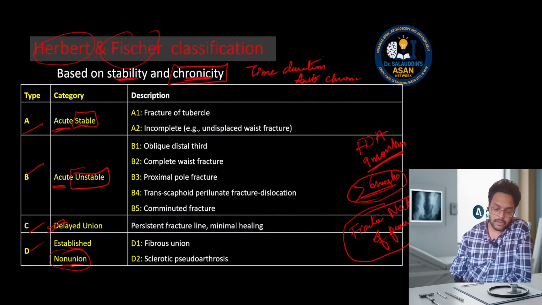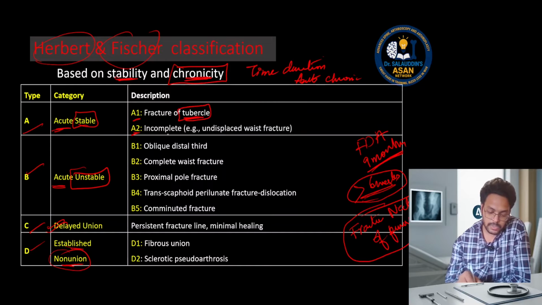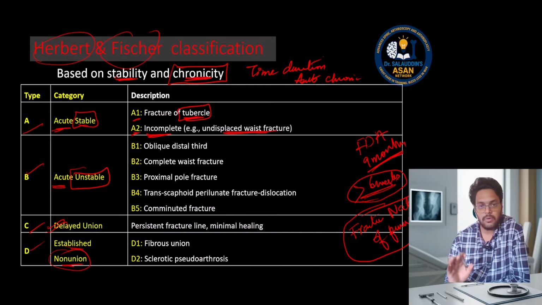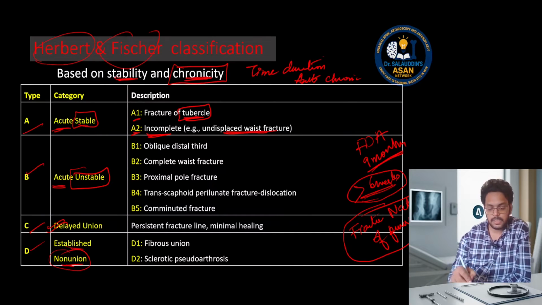Now coming back to our Herbert and Fischer classification. So type A, that is acute and stable, it's divided into A1 and A2. Stable based on the fracture of tubercle, if it is fractured it's A1. A2 is an incomplete undisplaced waist fracture. Don't worry, I will show you the images, you will understand it better. We'll just see through the different types of the fracture patterns.